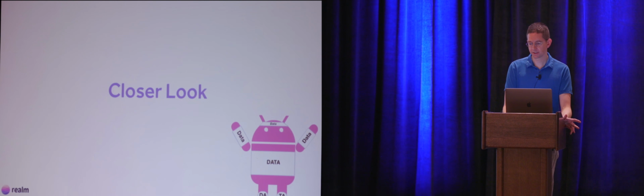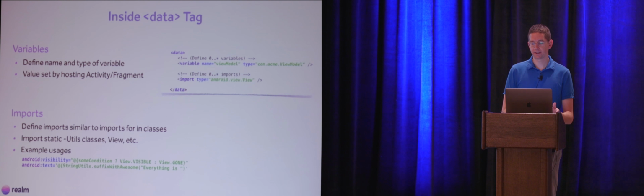Okay, so let's take a closer look at some of the things that I glossed over for that simple example. I want to talk about the data tag. The data tag doesn't have to have a single variable, and it doesn't have to be a view model or implement BaseObservable. This is just defining any variables of data, even plain old Java objects, that you want to use to compose your view.